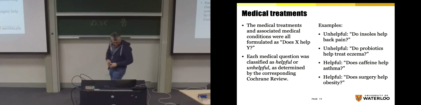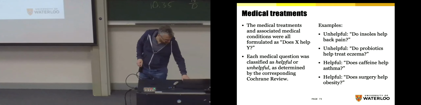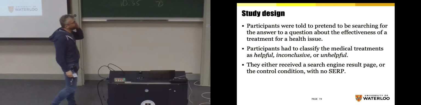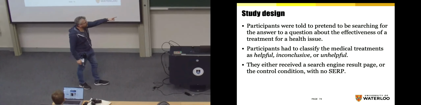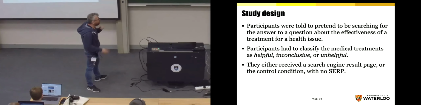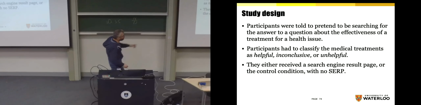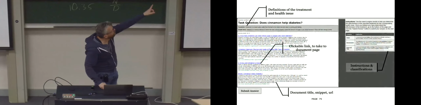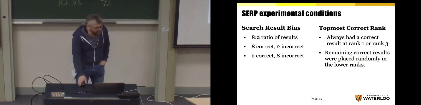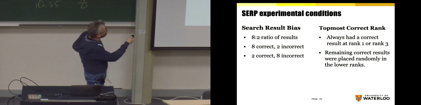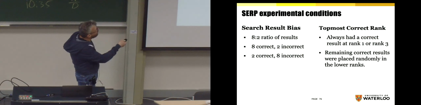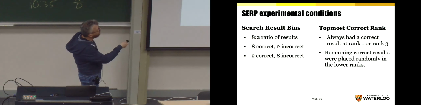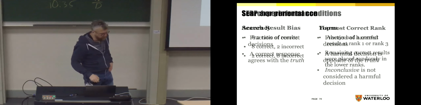So we told people that they were pretending to be searching for an answer to a question, and you had to say, is it helpful, inconclusive, or unhelpful? And we manipulated the searches they saw. We also had a control where we just asked them. We didn't give them any search results, and we had an interface that looked something like this. Sometimes we showed them an 8-to-2 ratio, sometimes 8 correct and 2 incorrect, sometimes 2 correct, 8 incorrect. And we also manipulated where the first correct answer was, at rank 3 or rank 1, and the rest were placed randomly.